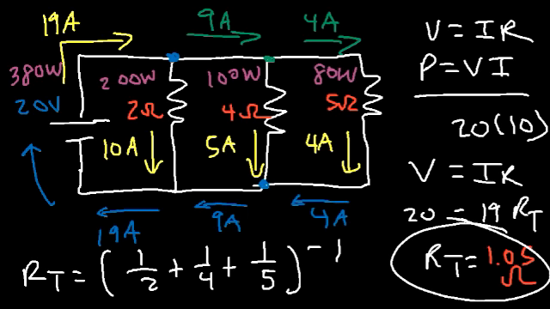Just to review, in a series circuit, there's only one path for the current to flow. And in a parallel circuit, it contains multiple paths for the current to flow. In a series circuit, whenever you have resistors connected in series, the current that flows through those resistors is the same current. Whenever you have resistors connected in parallel, the voltage across those resistors is the same voltage.